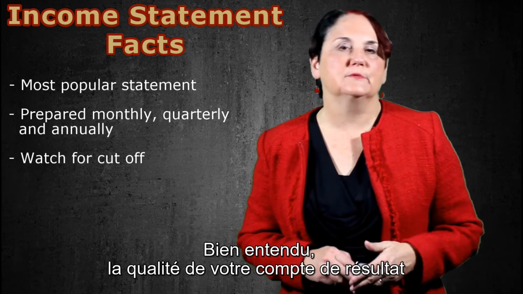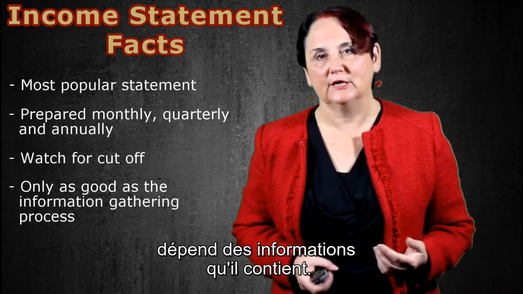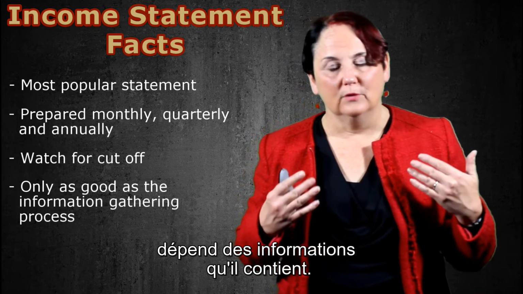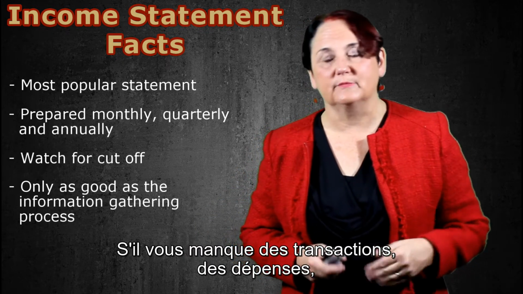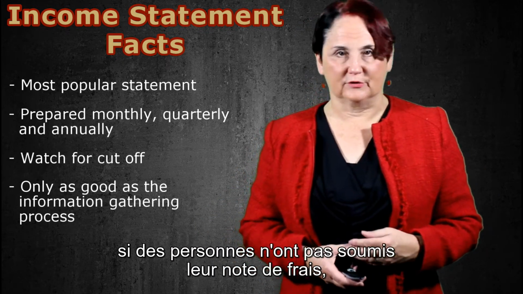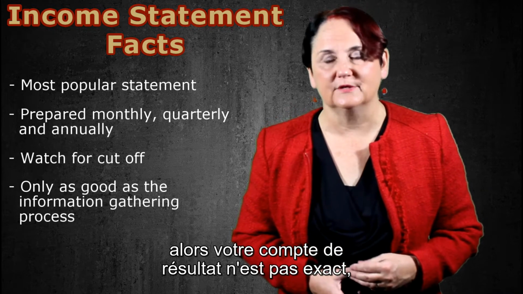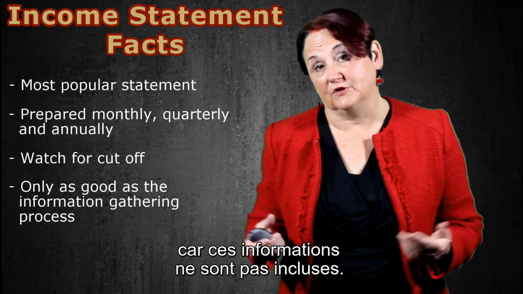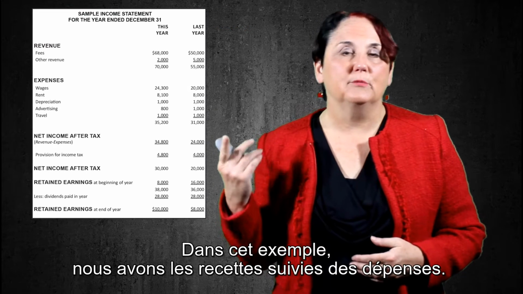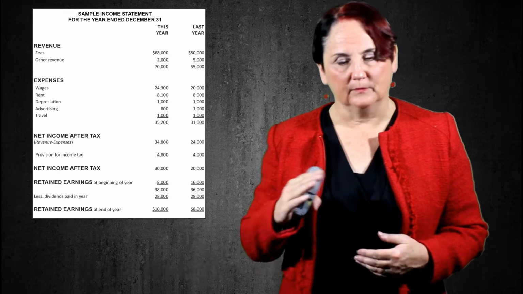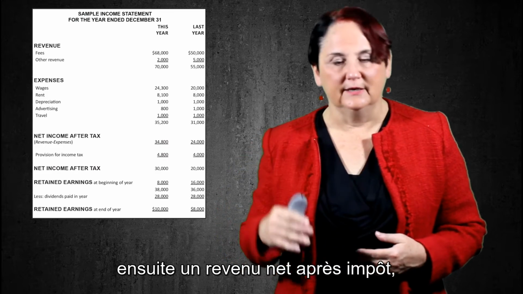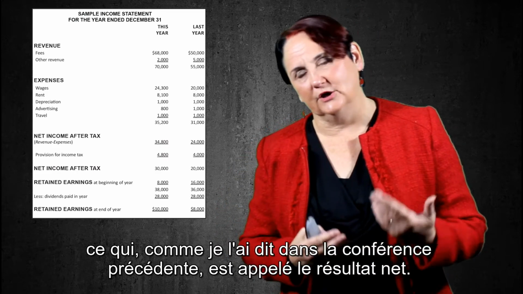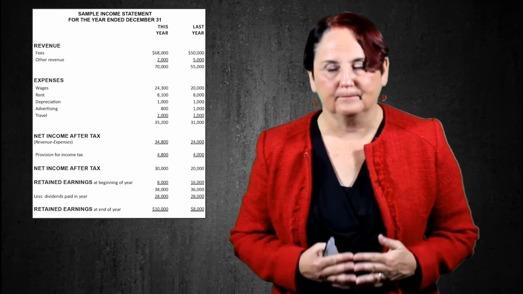And of course, your income statement is only as good as the information that goes into it. So if you're missing any transactions, any expenses that are out there, people haven't submitted their expense report, then your income statement isn't accurate because that information is just not included. So in this example, we've got revenue followed by expenses for a calculation of net income before tax, then the taxes, then a net income after tax, which, as I said in an earlier lecture, is called the bottom line.